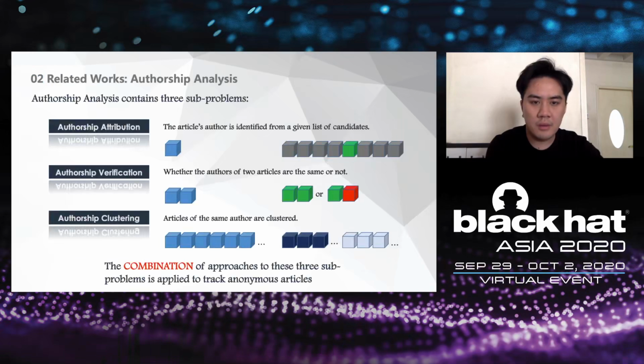So first, the problem of tracking anonymous articles is defined as authorship analysis, and it contains 3 sub-problems as shown on the screen. Authorship attribution takes one text and finds its author from a list of candidates. Authorship verification takes 2 texts, then tells whether the authors of the 2 articles are the same or not. Authorship clustering takes a list of text inputs, then organizes the articles based on their authors. Lastly, the combination of approaches to these 3 tasks is applied to tracking anonymous articles.